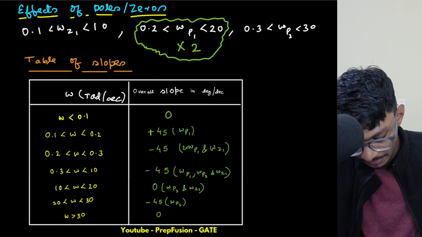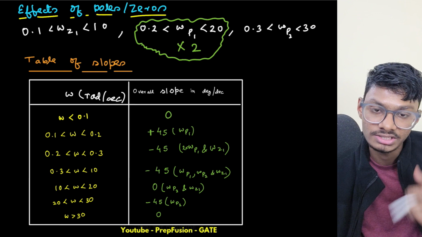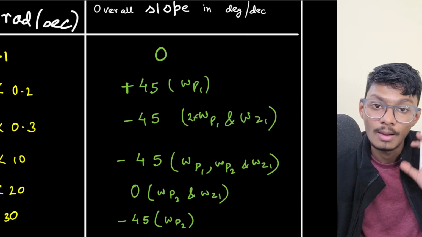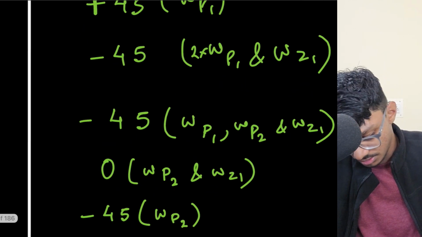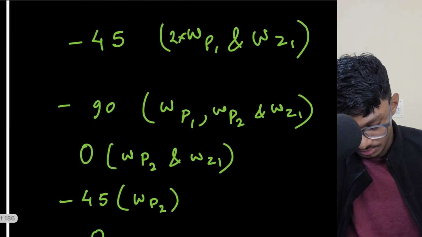And after this, what is happening? At 0.3, this pole also comes into effect. Another minus 45 degree per decade will get added to this slope. So minus 45, another gets added. This becomes minus 90 degree per decade. So here this is twice.